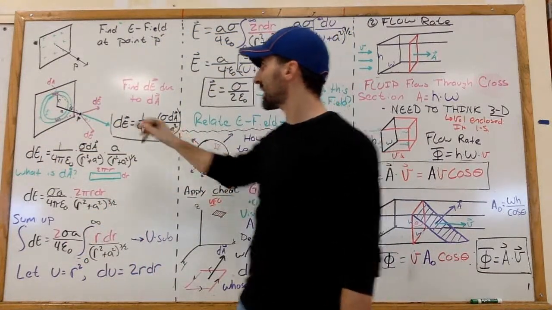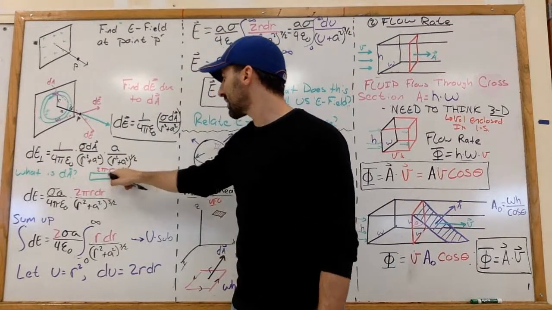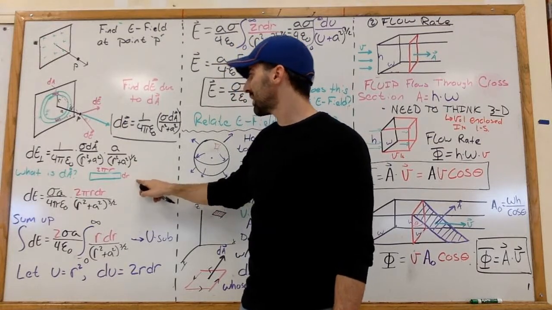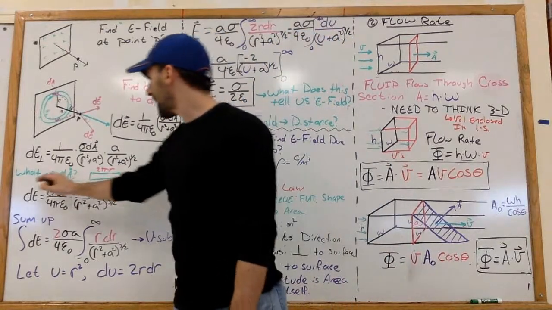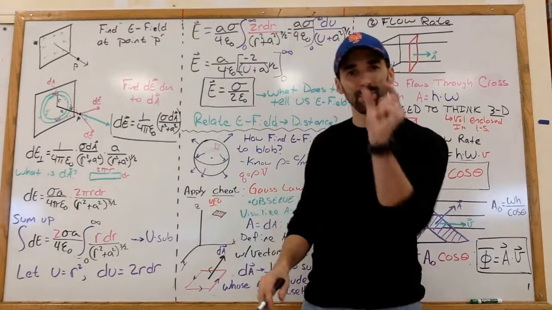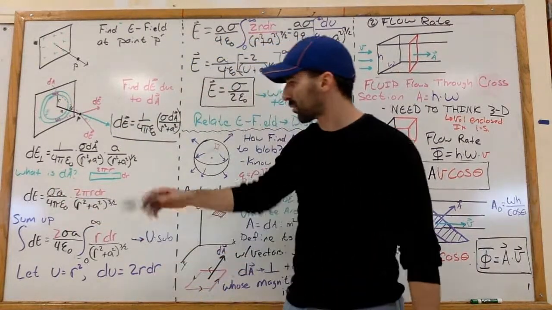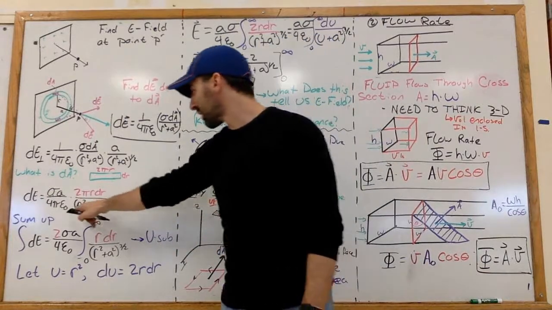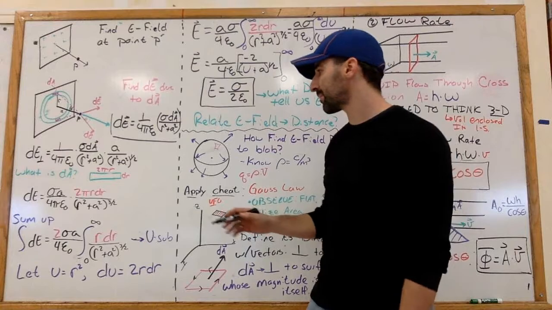Well, dA, I can look at my little pink section here, and I just broke it down here, is just a length times a width, 2 pi r times dr. So now I'm going to replace my dA with 2 pi r dr. I have my dE, my electric field due to that small spot up there, is equal to sigma times a over 4 pi epsilon naught, times my dA, 2 pi r dr, over, combine my denominators, r squared plus a squared to the 3/2 power.